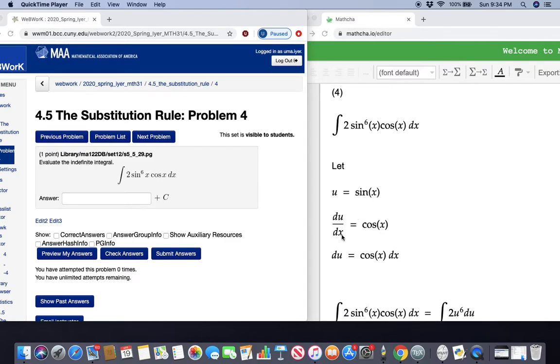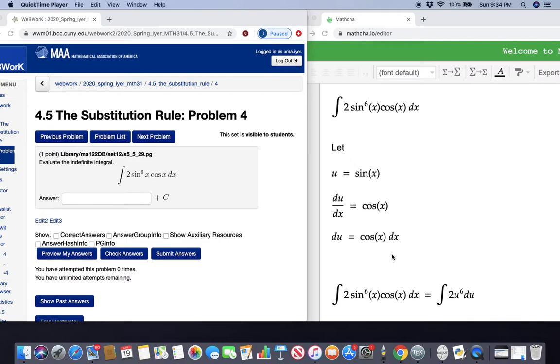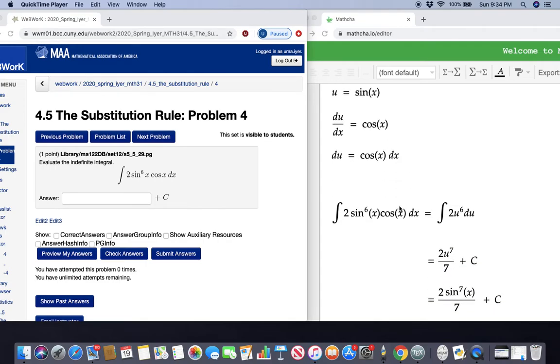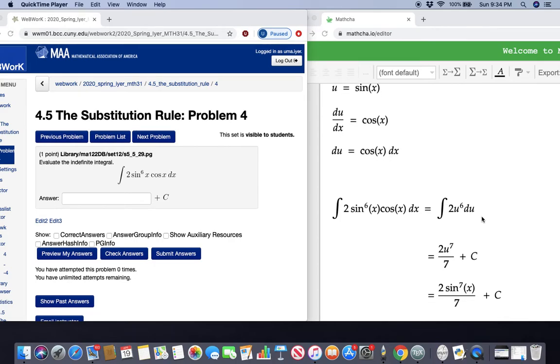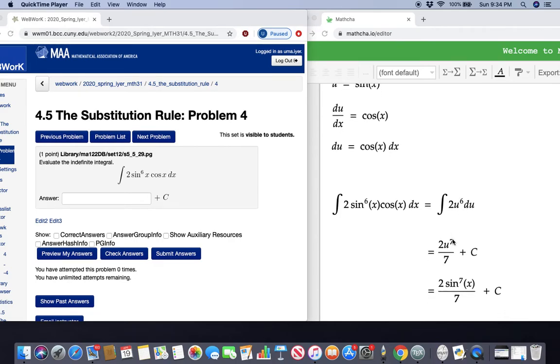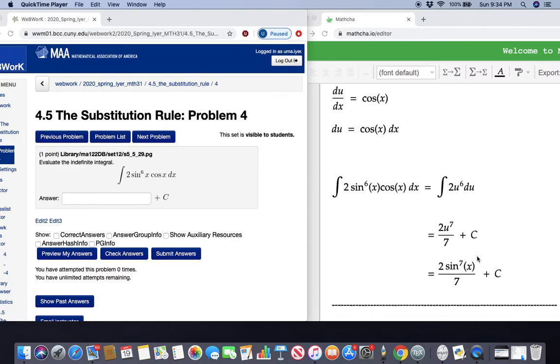Then du/dx is cosine x. So du is cosine x times dx. Alright, so that is du, and this will give me u to the power 6. Okay, so the integral of 2 sine to the power 6 x cosine x dx is the integral of 2u to the power 6 du. It's integration: increase the power, divide by the new power. So 2u to the power 7 over 7 plus constant.